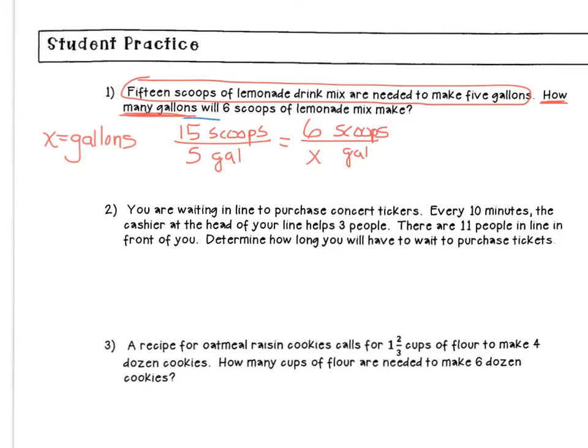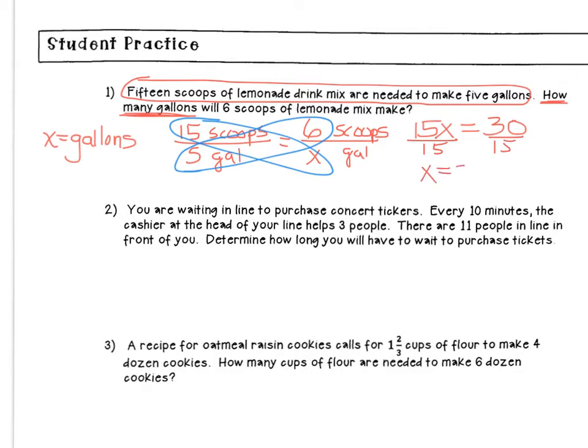Alright, cross multiply, because you have 2 equal fractions. Start with the variable. 15 times x is 15x equals, and then multiply these two. 5 times 6 is 30. 15 times x, so the opposite of multiply is divide both sides by 15. And you get x equals 2.